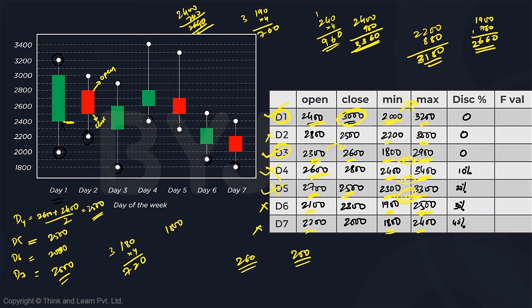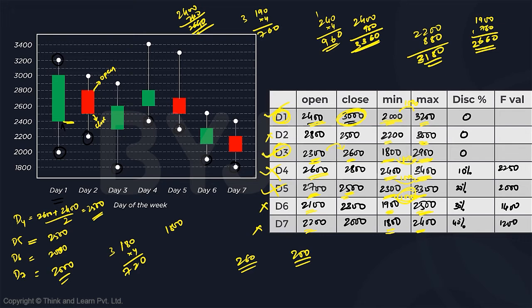2500 minus 250, so there is 2250. Then for the next day, if you look at 20% discount on 2500, 20% discount makes it 2000 because 2500 minus 500. Next day, 30% discount on 2000. 30% is 600, so this will be 1400. And the next day, 40% discount, that is 800 rupees is the discount. So 2000 minus 800 is 1200.